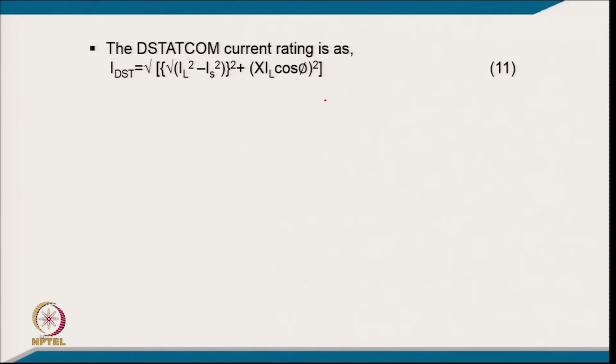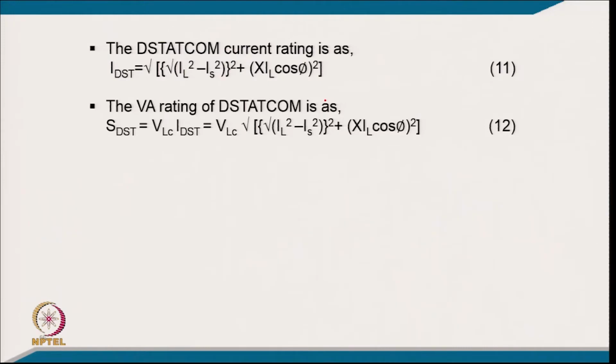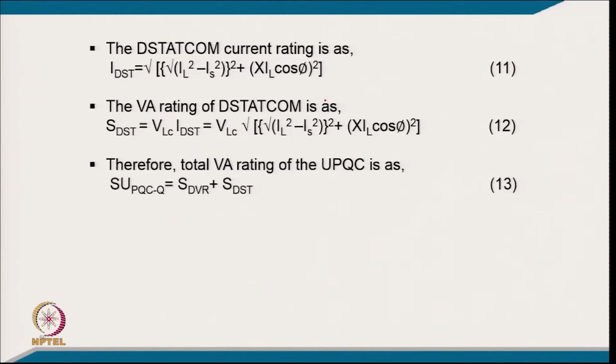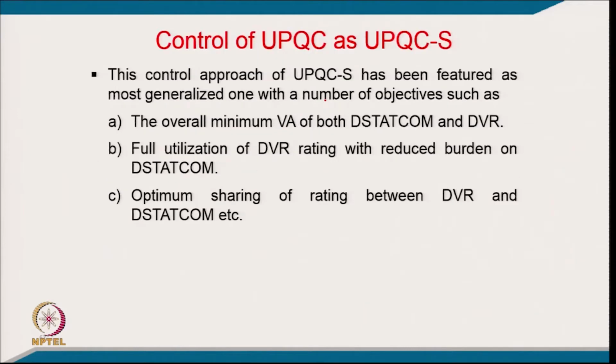And the D STATCOM rating, because you just put the active power here, that is the reason it goes to square root of (IL square minus I square) plus (XL cos phi) square, and the VA rating of D STATCOM is VL as IL as DST. So, that gives the rating of D STATCOM, and the total rating of UPQC comes like S is equal to S DVR plus S D STATCOM.